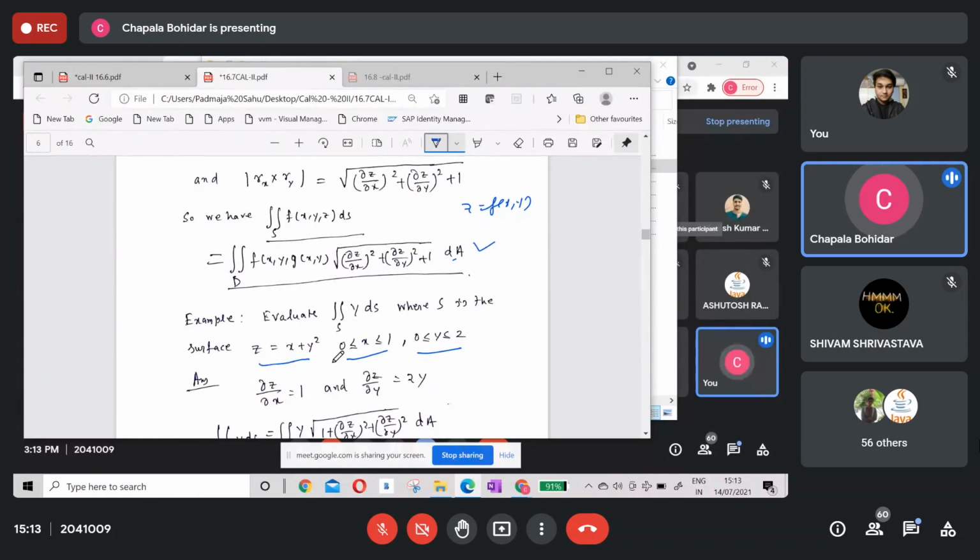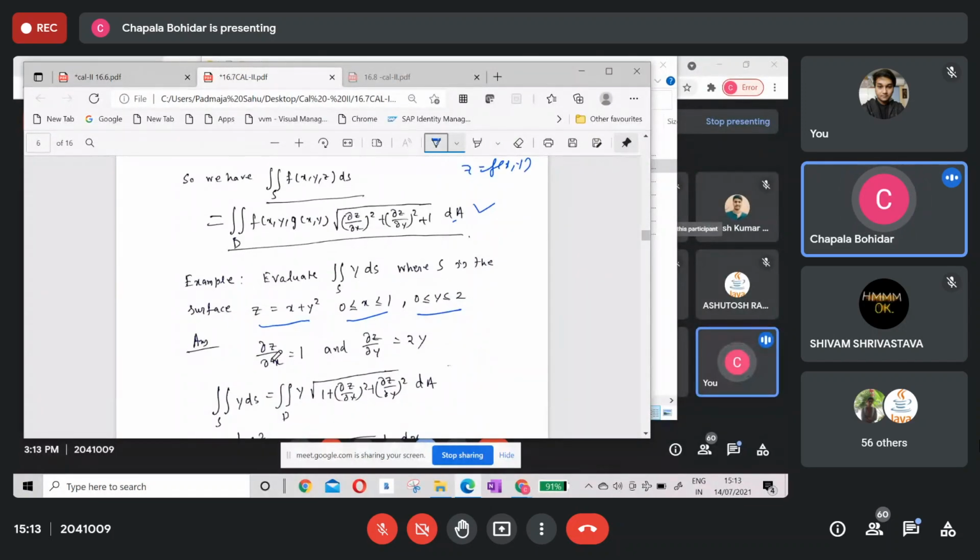Where 0 lies, it is given: x lies from 0 to 1, y lies from 0 to 2. So del z by del x is equal to 1, del z by del y is equal to 2y. Now for y ds, when you convert, here z is a function of x and y, so the parameters are x is equal to x, y is equal to y, and z is a function of x and y.